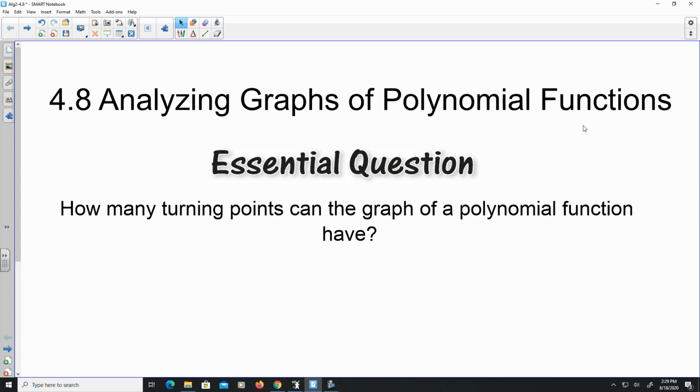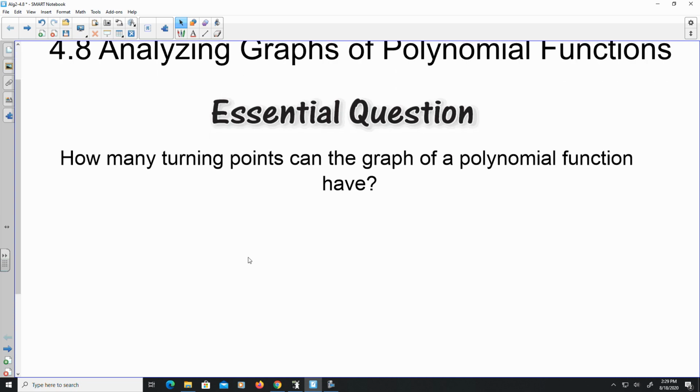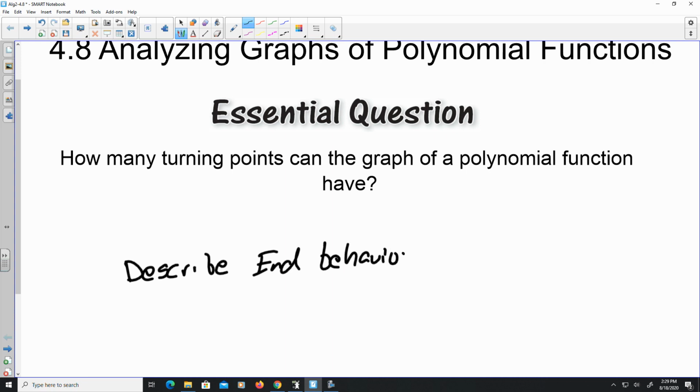If you have a graphing calculator, it'll certainly help you out, but these are the things that I'm looking for, and I specifically want you to label. First thing I want you to look at, and we talked about it at the beginning of this chapter, is be able to describe the end behavior. Be able to describe the end behavior.